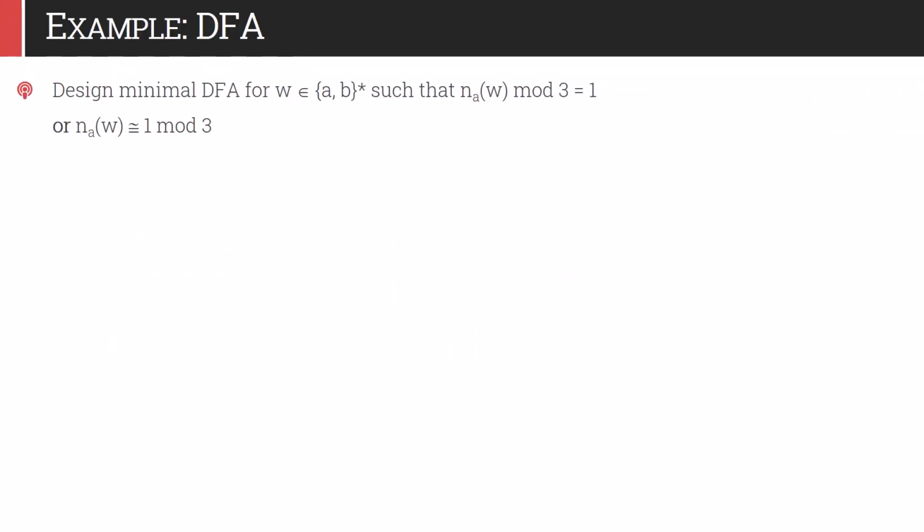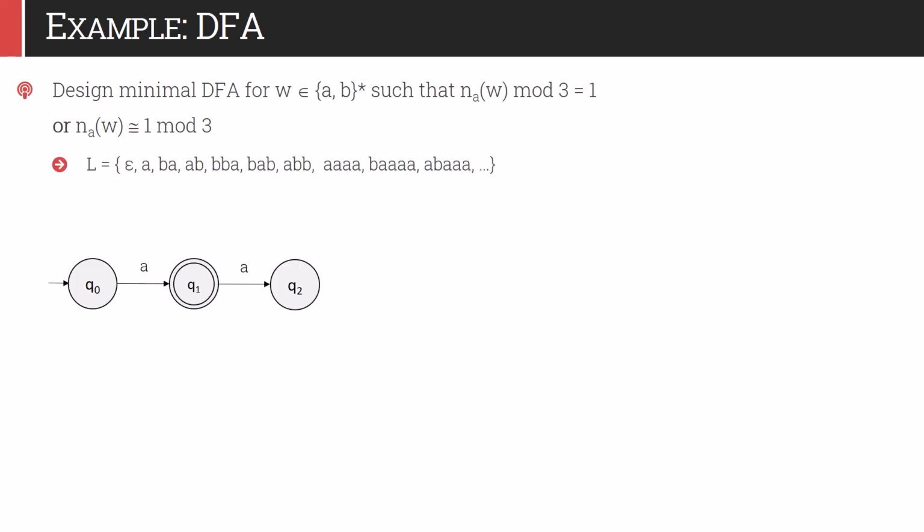Design a minimal DFA for strings over alphabet {A, B} such that the number of A in string W mod 3 is equal to 1, or we can say that the number of A in string W mod 3 is congruent to 1. So now here n is equal to 3, k is equal to 1. So there will be 3 states, and the Qk, that is, here k is equal to 1, so the Q1 state should be the final state.